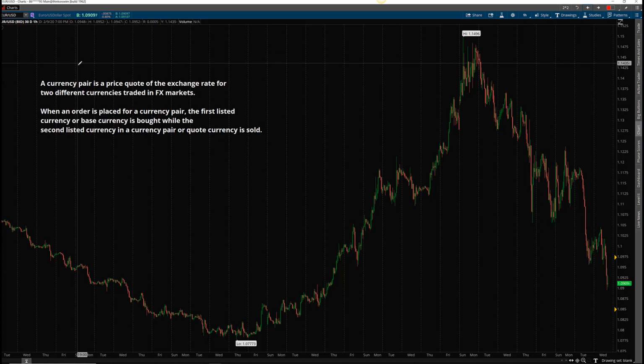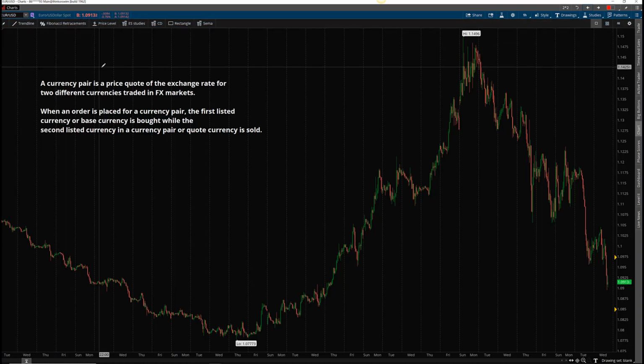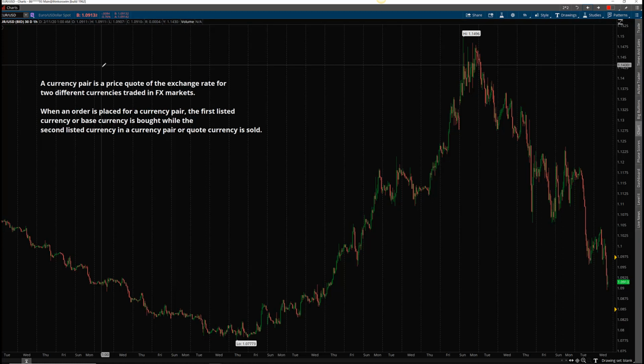Now, if you're new to Forex and you're new to futures, I'm going to do a little bit of an explanation on what a Forex pair really is. A Forex pair or currency pair is the price quote of an exchange rate for two different currencies traded in the Forex market. In this case, we have the euro versus the US dollar. Whichever one is quoted first is called the base currency. So in Euro USD, the euro is the base currency for this specific example.